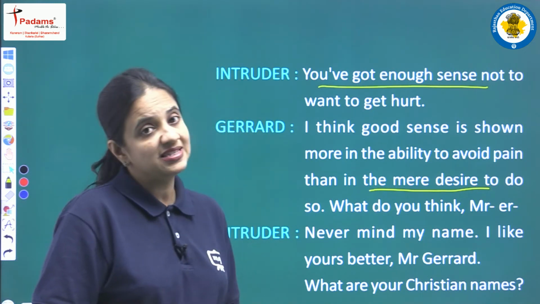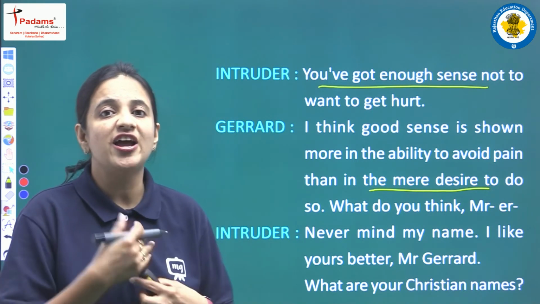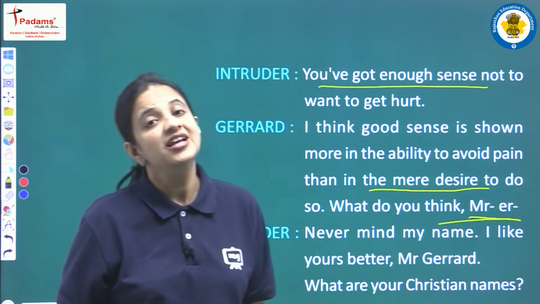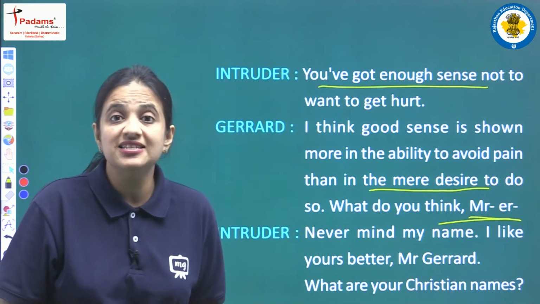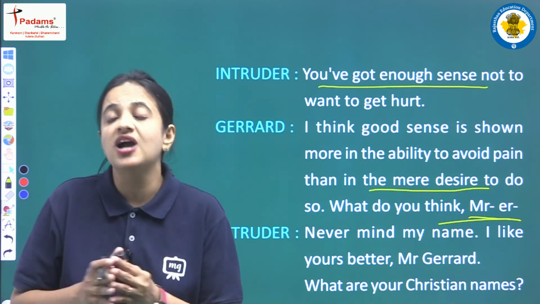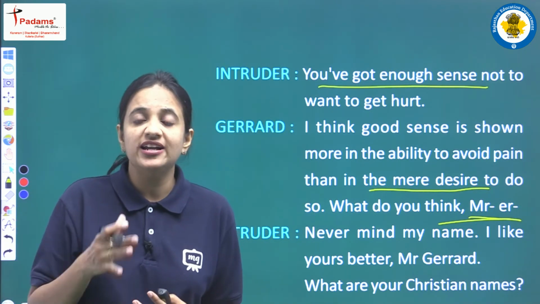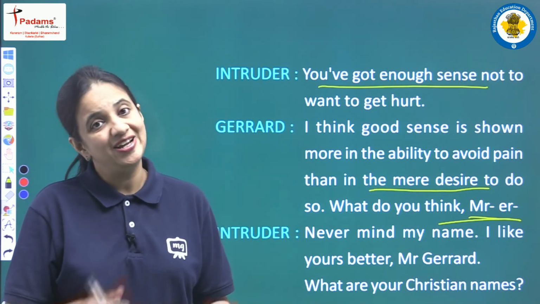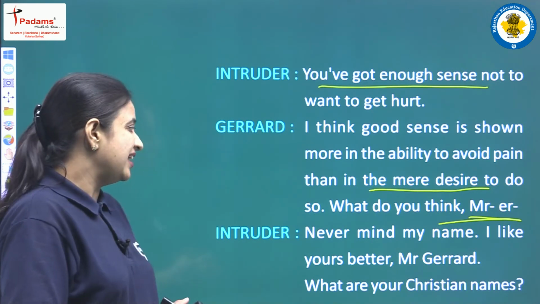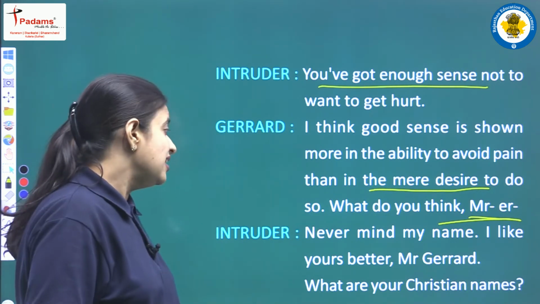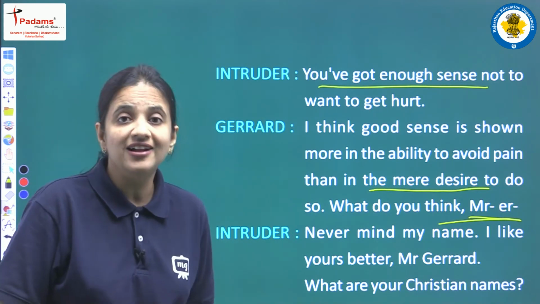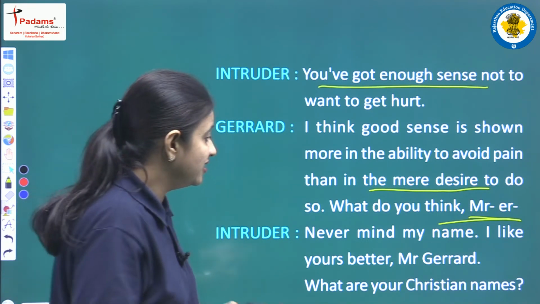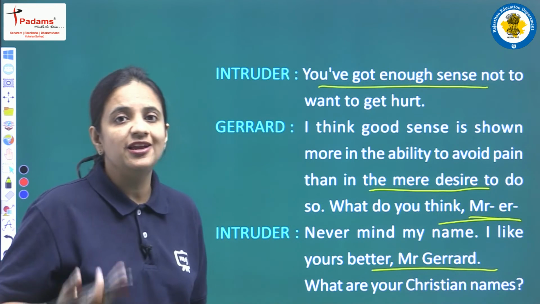Gerald: what do you think, mister? After that, Gerald is once more trying to get his name, so he says, what do you think, Mr.? Now we can say Gerald is playing his game; he is very calm and composed, and he is just trying to gain control over the situation. Intruder: never mind my name. But the intruder is also very smart, so he says, never mind what my name is, I like yours better, Mr. Gerald. So he is saying to forget about his name because he likes Gerald's name better, and again he pronounces it, Mr. Gerald.